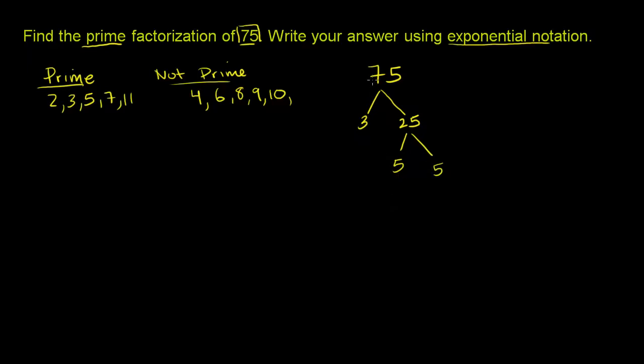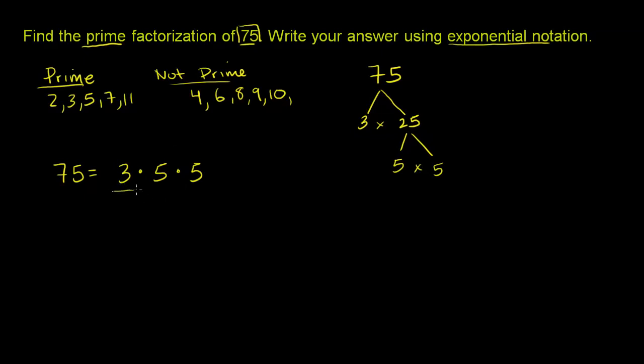So we can write that 75 is 3 times 5 times 5. So 75 is equal to 3 times 5 times 5. We can say it's 3 times 25. 25 is 5 times 5.